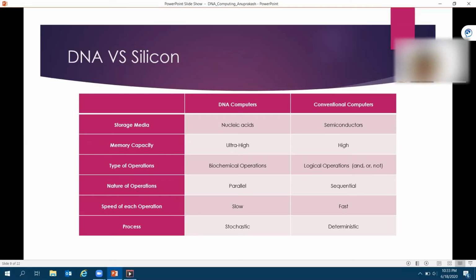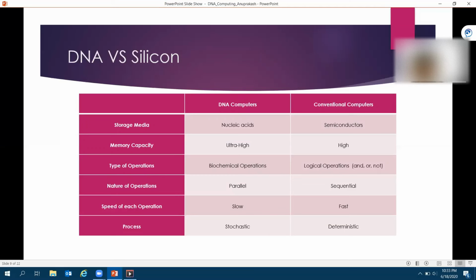When it comes to storage media, we know that DNA computers have massively huge capacity of storage, and the media here would be nucleic acids. For conventional computers, it would be semiconductors. Memory capacity. DNA computers will have ultra high memory capacity, and conventional computers do have high capacity, but when compared to DNA computers, they are less.